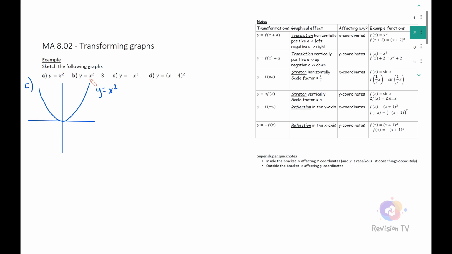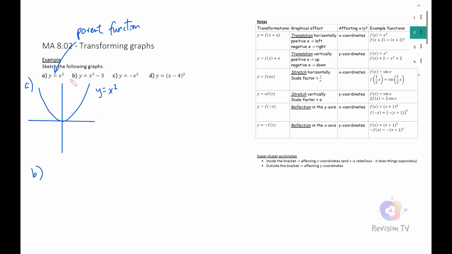Second one, part B. Now y equals x squared minus 3. Now let me tell you, B, C, and D, they're all building up from A. So we call A the parent function. Now you don't really have to know this until A level, really, parent function, but you will cover a bit more in detail later.